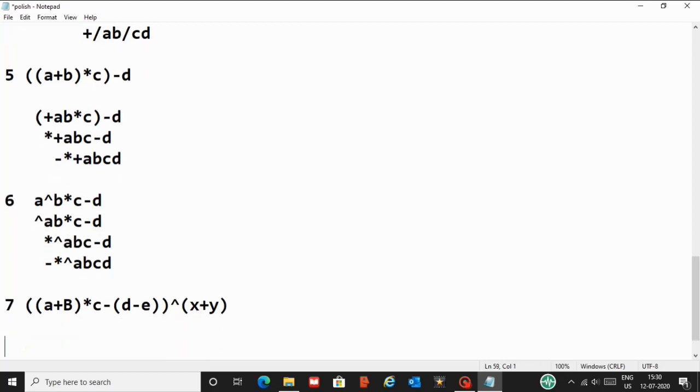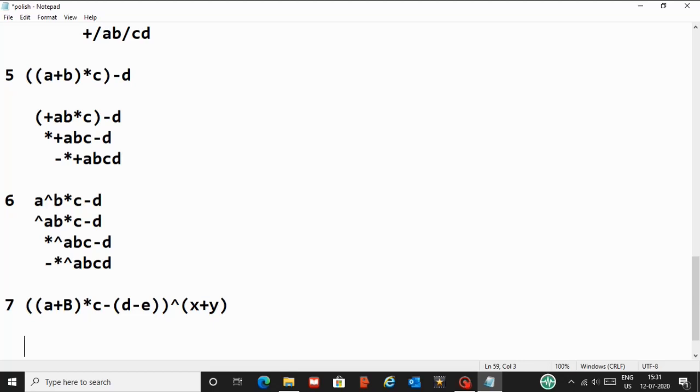Please note the question and try to solve this. See here, brackets have to be evaluated first and then the exponent. I want you to do it. Hopefully you have done it.